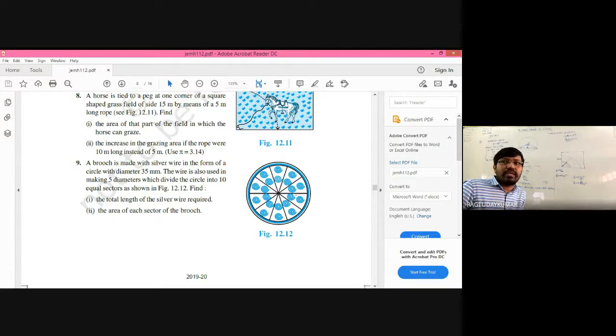5 diameters को use किया. ये है एक wire है circumference, silver wire, and it is used 5 diameters. And wire was also used in making 5 diameters, which divide the circle into 10 equal sectors as shown. So total length of the silver wire is required, you need to find out. So total length means what you have to do? Can anyone say?